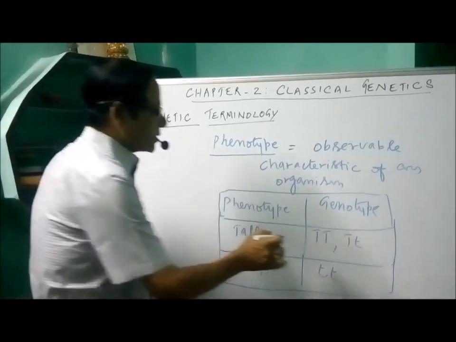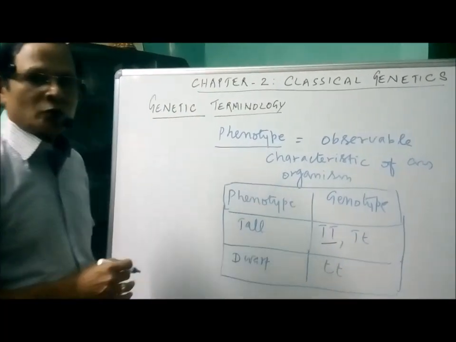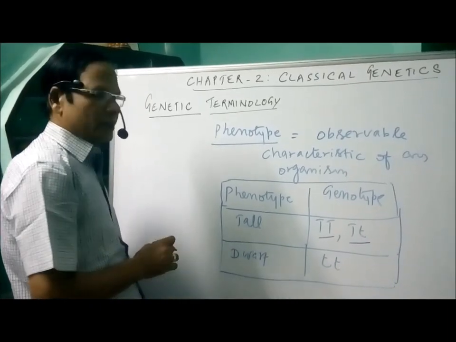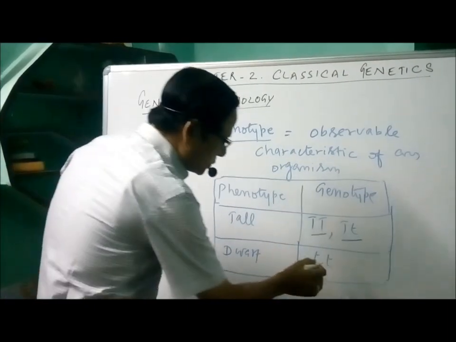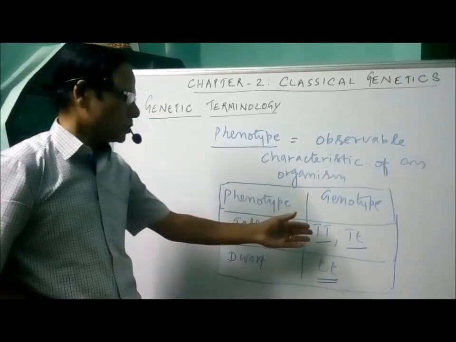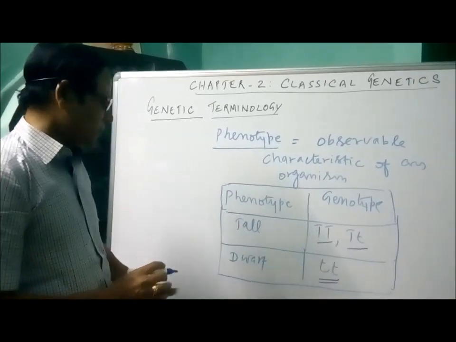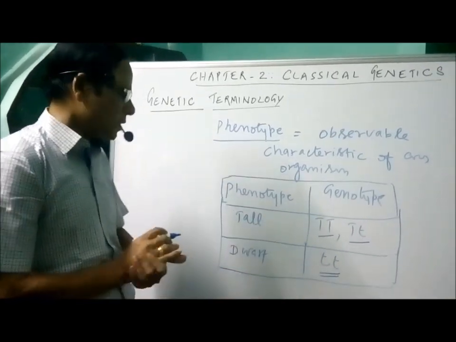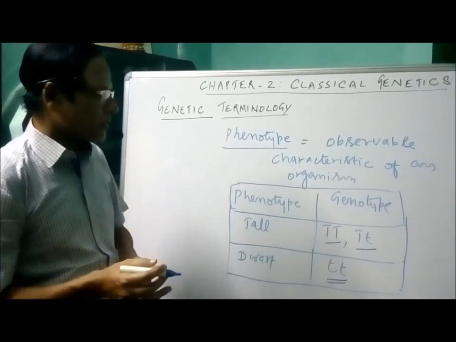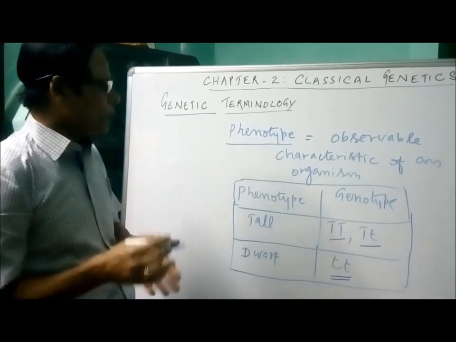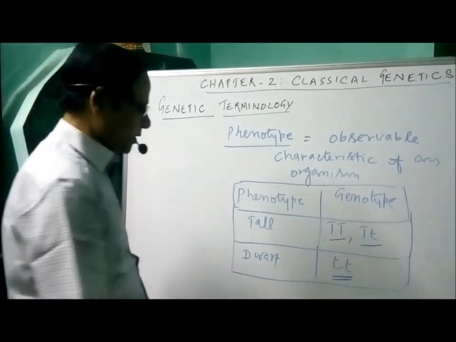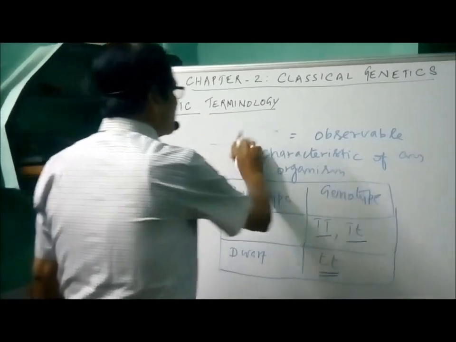Now the dominant factor can be expressed both in homozygous and heterozygous conditions, whereas the dwarf character, or the recessive character, can be expressed only in homozygous condition. That is about the nature of the factor: dominant factor, recessive factor, dominant individual, recessive individual, or dominant trait and recessive trait. This is another terminology.